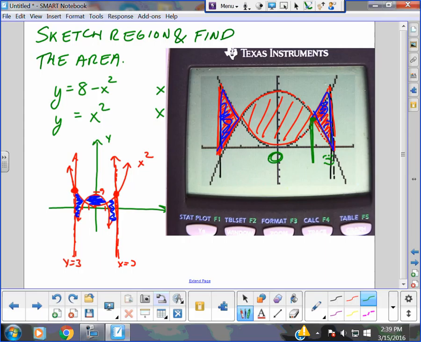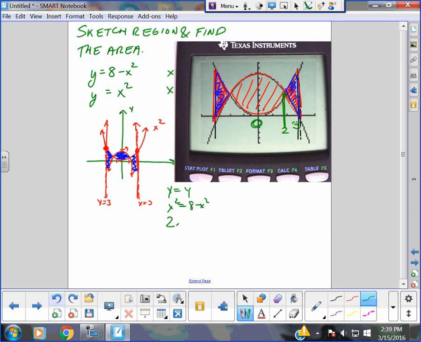It's going to be x squared equals 4, so it's going to be 2. Because if I go back to these two functions, the parabolas, do you agree y equals y? So do you agree x squared equals 8 minus x squared? And then you just do 2x squared equals 8, divide by 2, x squared equals 4. So x is plus or minus 2. So that's the point of intersection.